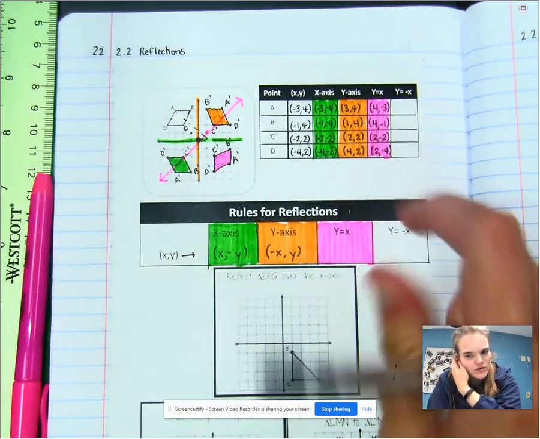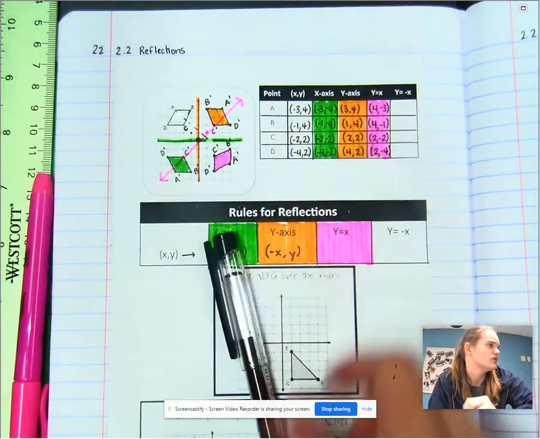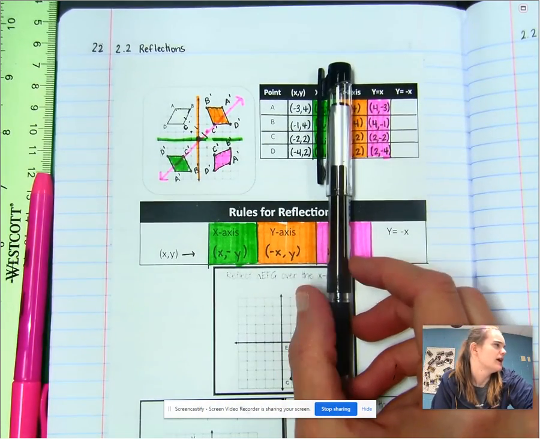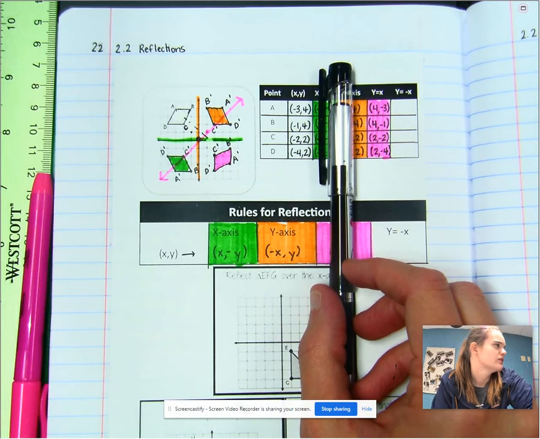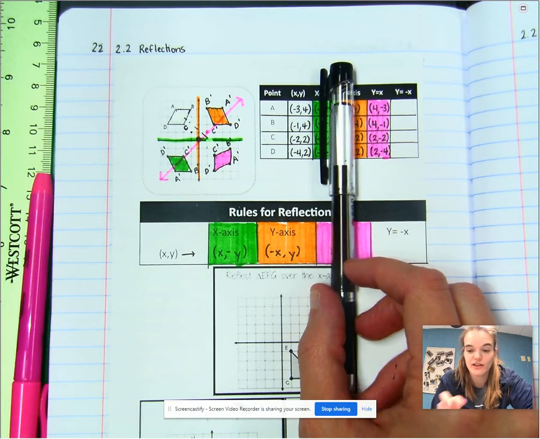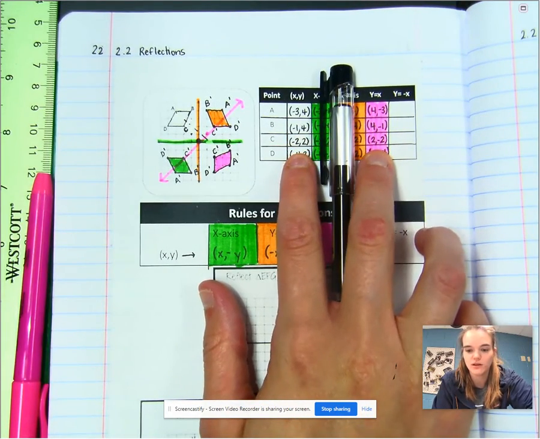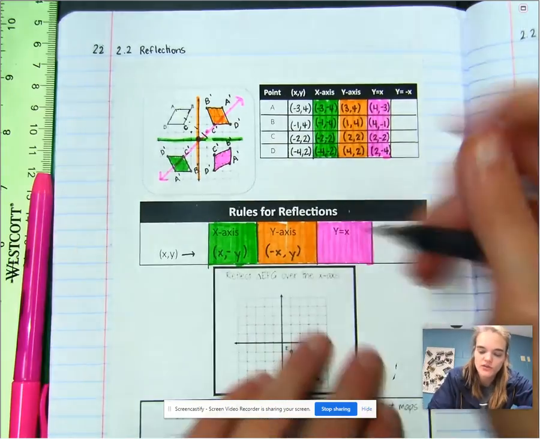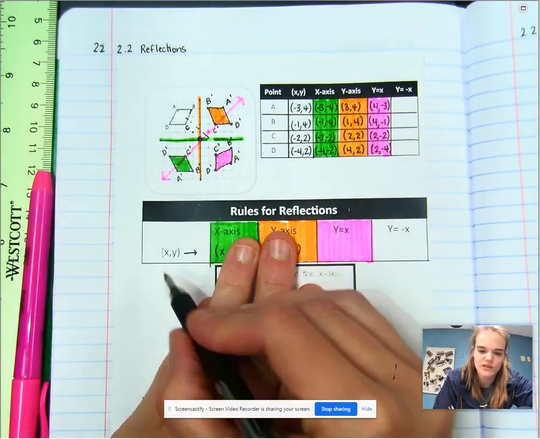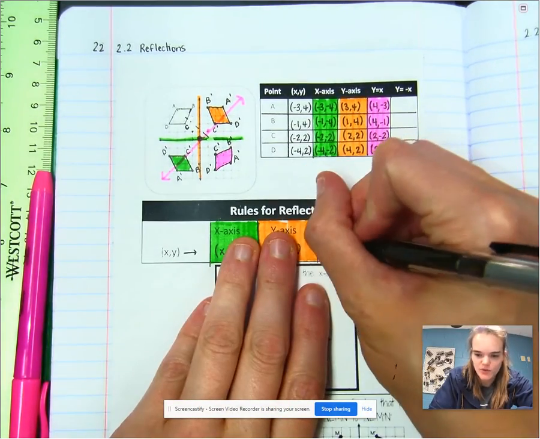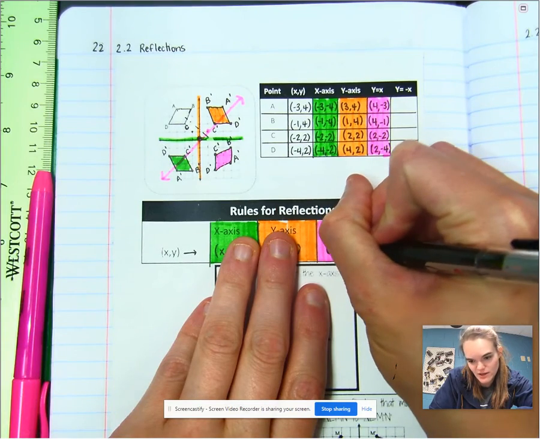Okay, now let's look. We don't care about these two rows right now. We just care about the xy to y equals x. 3, negative 4 goes to 4, negative 3. It looks like the x and y swapped. That happened here? Yes. Here? Yes. And here? Yes. So that means our rule for y equals x is x and y are going to swap, so we're going to write y, comma, x.